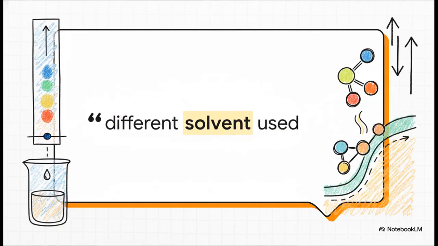The key here is just remembering what the RF value actually depends on. It's all about the interaction between the dye, the paper, and the solvent. So if the students use different solvents, they changed what we call the mobile phase. This changes how soluble the dye is and how far it can travel up the paper, which naturally leads to a different RF value. It's really the only one of those options that would cause this result.